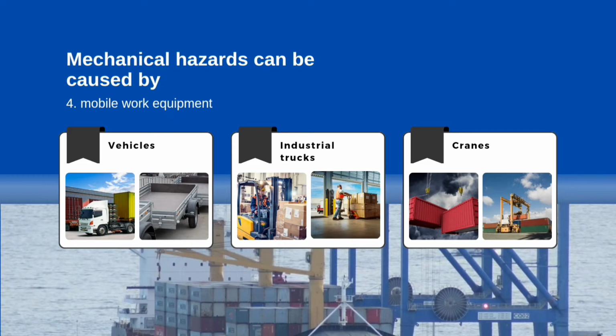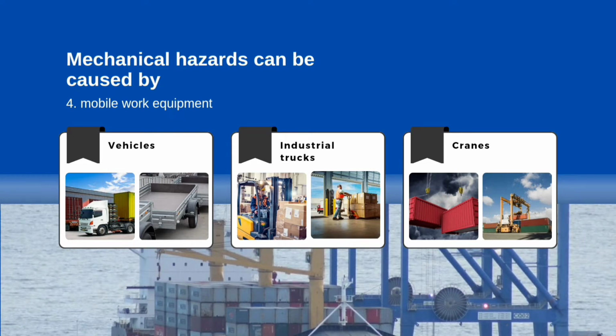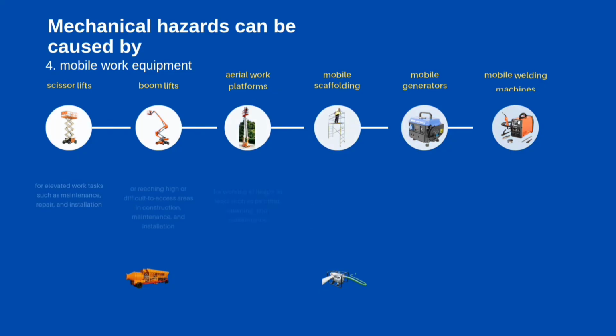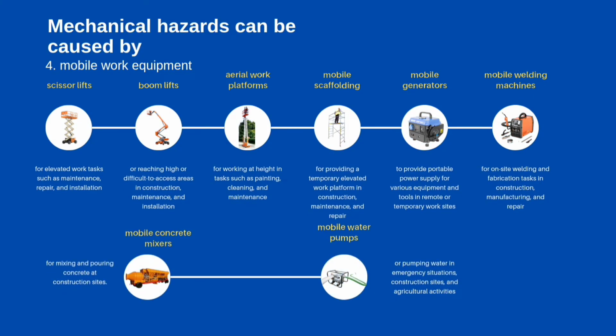More examples of mobile work equipment include scissor lifts, used for elevated work tasks such as maintenance, repair and installation in various industries. Boom lifts for reaching high or difficult to access areas in construction, maintenance and installation projects. Aerial work platforms for working at height in tasks, such as painting, cleaning and maintenance. Mobile scaffolding for providing a temporary elevated work platform in construction, maintenance and repair projects.